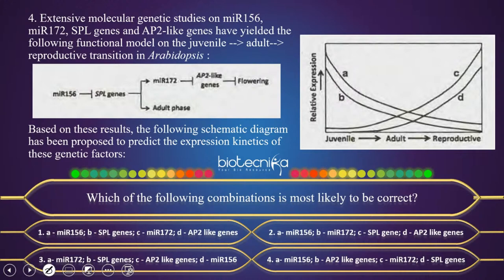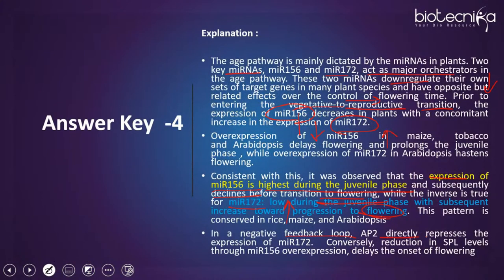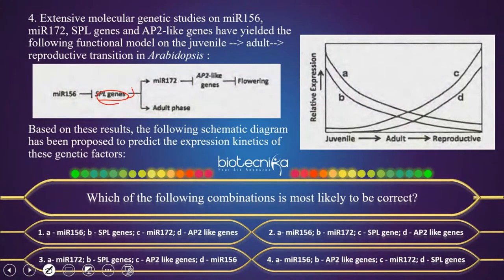Okay. So basically what happens is, remember, the AP2-like genes in a negative feedback loop, AP2 directly represses the expression of MIR172. And conversely, reduction in SPL levels through MIR156 overexpression delays the onset of flowering. That means if SPL is not there, then flowering will be delayed, which means SPL is required for flowering. Because over C, SPL was activating MIR172, which was required for flowering. That is why 4 is the right answer. Very good, everyone. Vanshika, right.